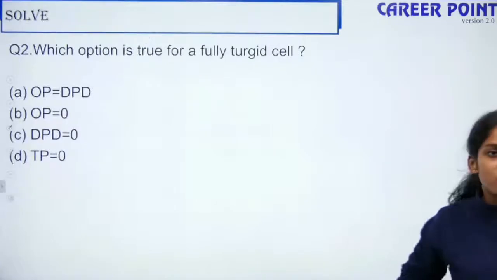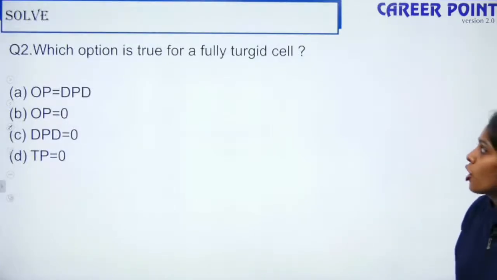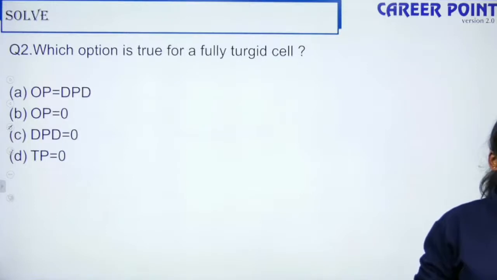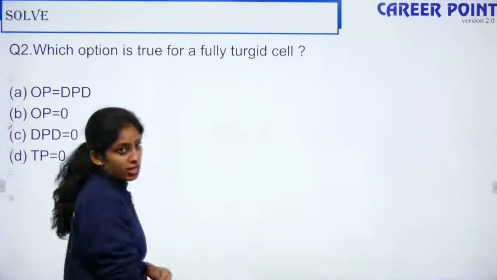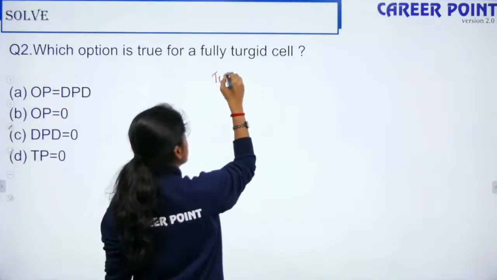Moving further, question number 2. Which option is true for a fully turgid cell? A cell is fully turgid when it is placed in a hypotonic condition. So we have a turgid cell.